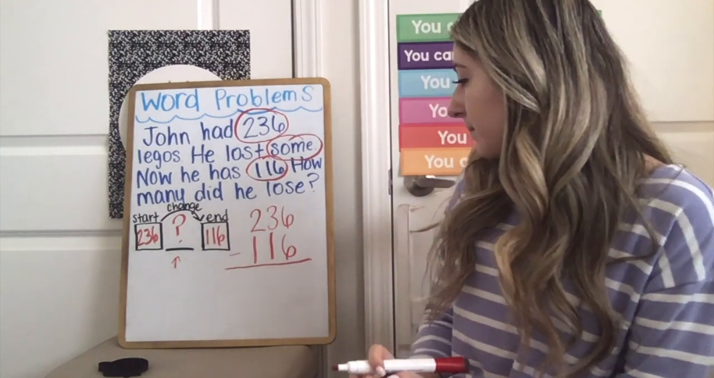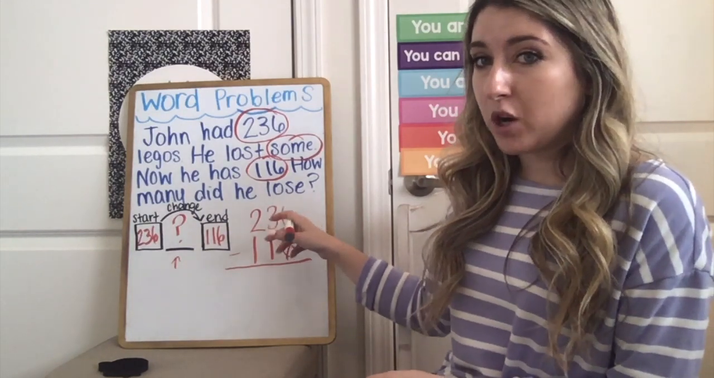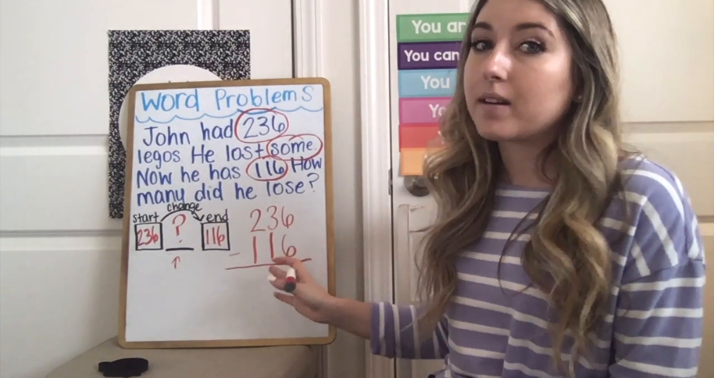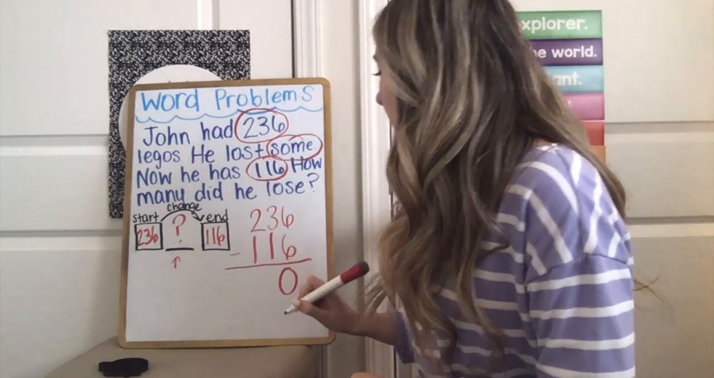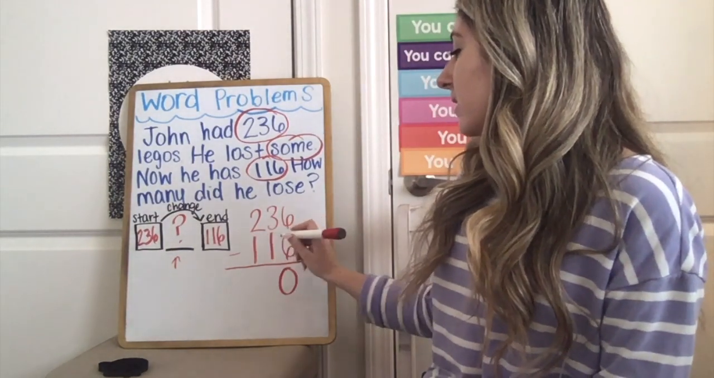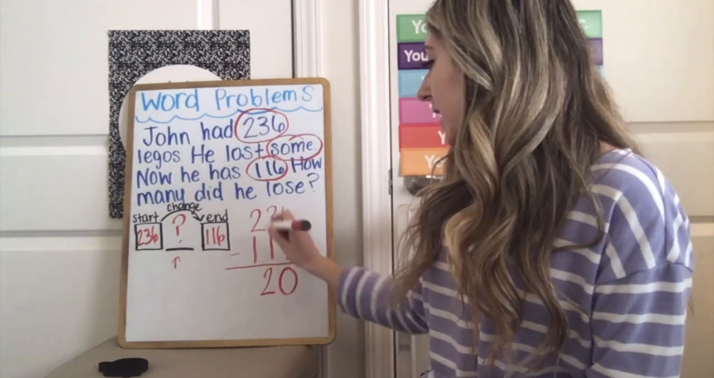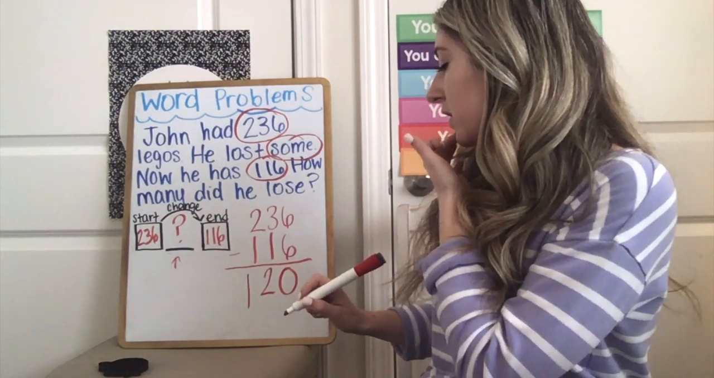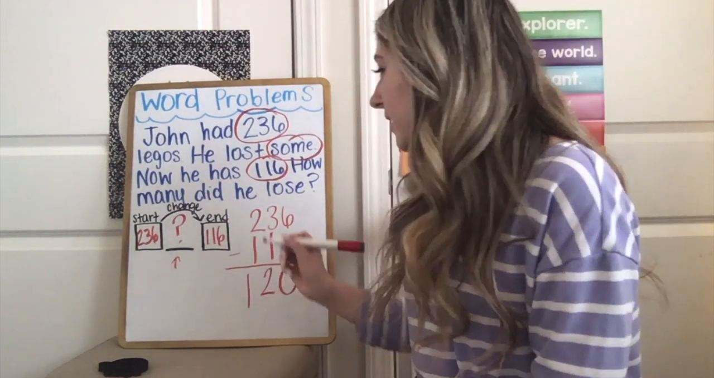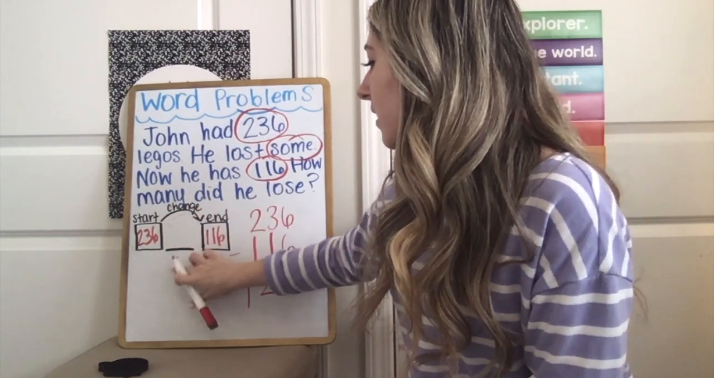So 6 minus 6. So I know if I start with a number and subtract that number, my answer is going to be 0. Okay. 3 minus 1 is 2. And 2 minus 1 is 1. So he lost 120.